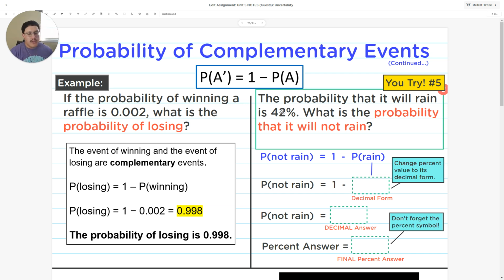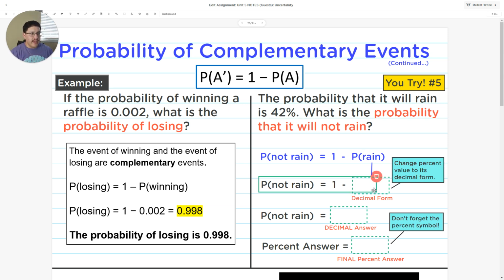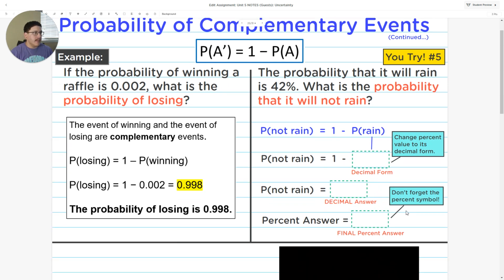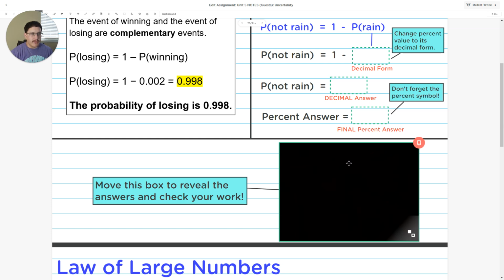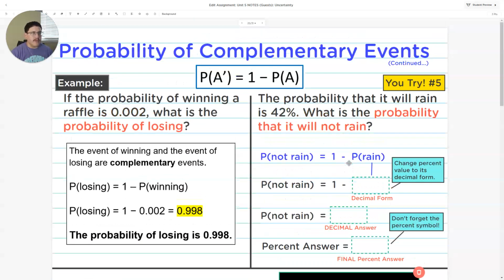When doing math, you typically want to, more often than not, change the percent symbol into its decimal form. Changing it to its decimal means you need to divide it by 100. Do the math, and then change it back to its percent answer by multiplying by 100, whatever your decimal answer is. If you want to check your work, there's a box underneath it for you to do so, if you're working through these in ClassKick. You try number 5. Go ahead and try this on your own. Pause the video, see if you can figure it out. Otherwise, I'm going to continue on and show you all how to do this.